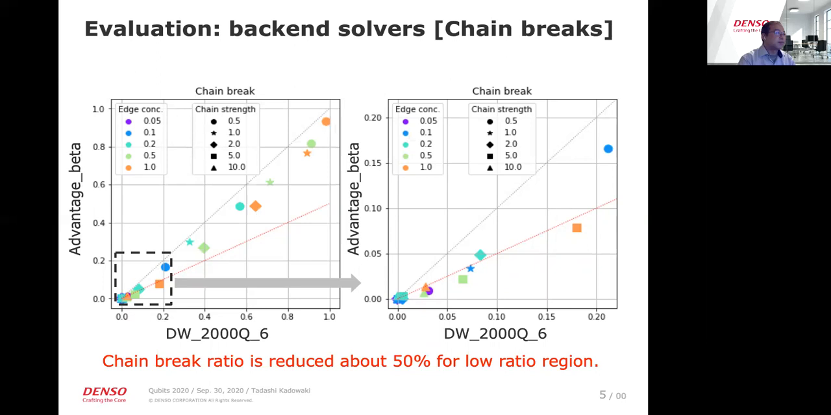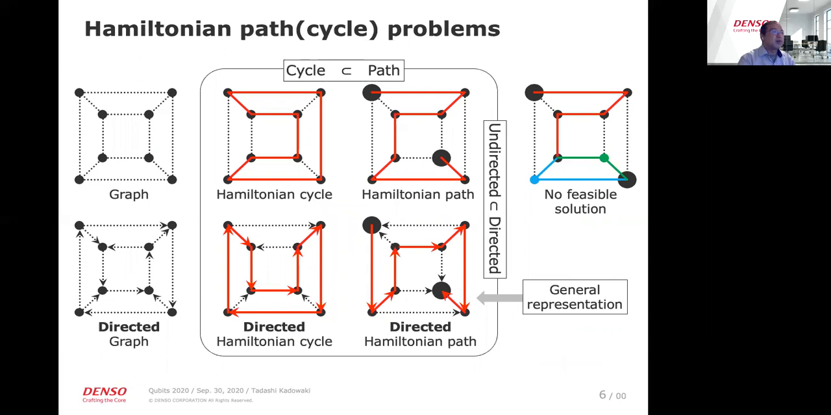Next, I will talk about Hamiltonian path cycle problems we solve hereafter. A Hamiltonian cycle is a cycle that consists of all nodes. This is one of the famous NP problems. In the given graph, in the upper left side, we have a Hamiltonian cycle.